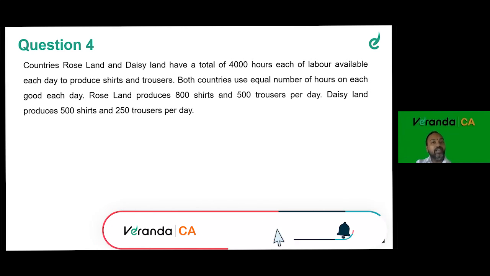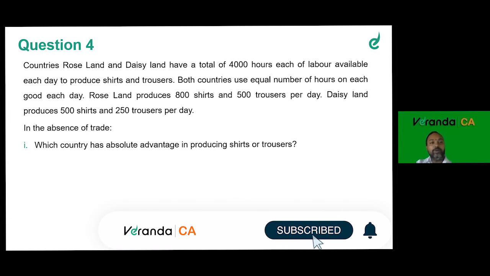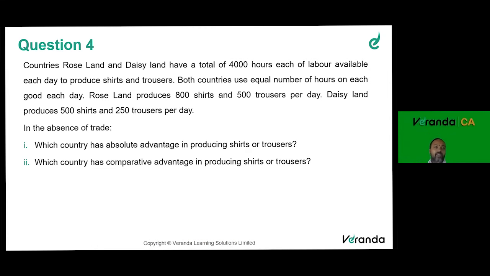It normally comes in either a 2-mark question or a 3-mark question, predominantly a 2-mark question. So the question goes like this. Countries Roseland and Daisyland have a total of 4,000 hours each of labor each day to produce shirts and trousers. So what is the limiting factor here? The limiting factor is the availability of hours, which is pegged at 4,000 hours each for both the countries, Roseland as well as Daisyland. Both the countries use an equal number of hours on each good each day.